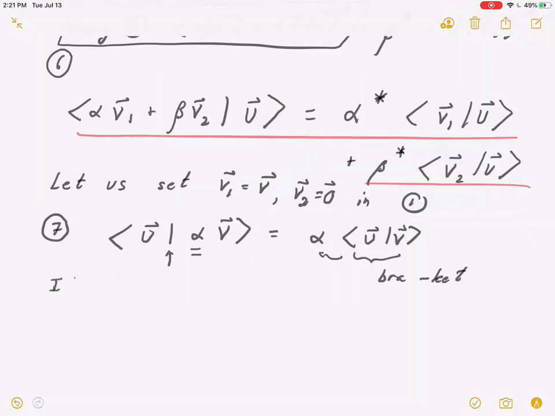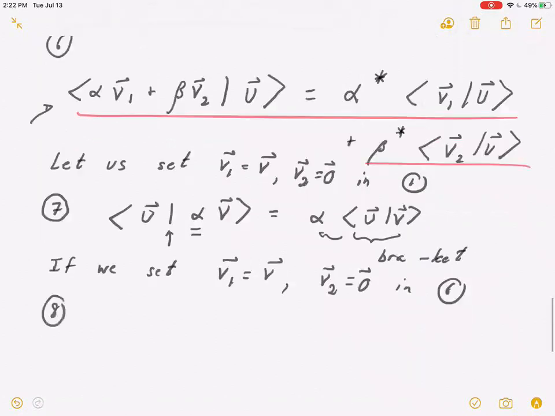It's interesting because if you contrast that to the situation where you set V sub 1 equal to V and V sub 2 equal to the 0 vector, but now you do this in equation 6, what you discover is that the inner product of alpha times V with U is alpha complex conjugate times the inner product of V with U. And so the message here is that alpha is a complex scalar, and it occurs to the left of the vertical bar in the bracket.